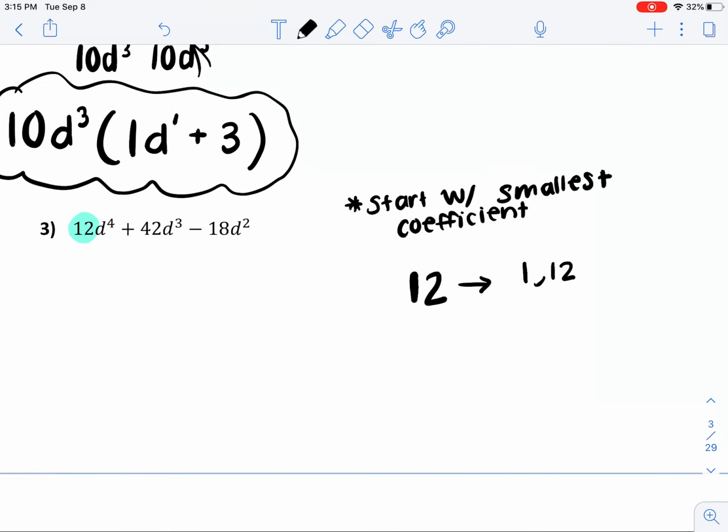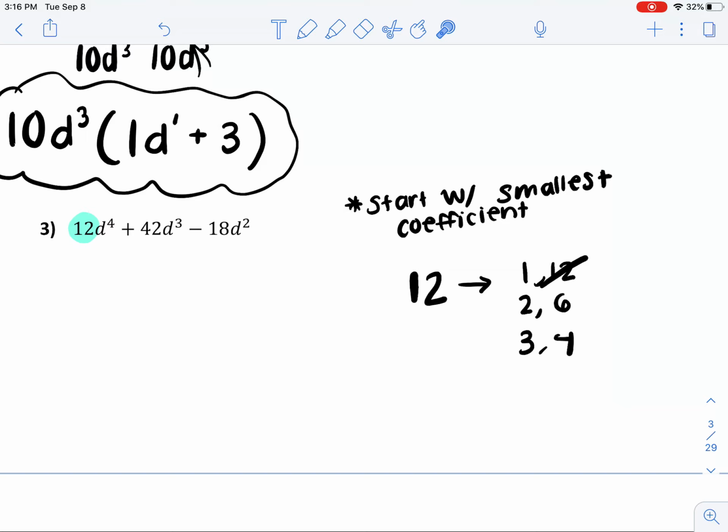So we have 1 and 12, that equal 12. 2 and 6 equal 12, 2 times 6, and 3 times 4 equal 12. So those are the factors of 12. We just tried 12 and it didn't work. It did not go into 42. So that means 12 is not our GCF. So what we're going to do is work our way down. So next up is 6, and then it would be 4, 3, 2, and 1. So we go biggest to smallest.